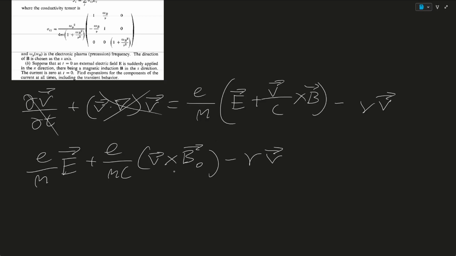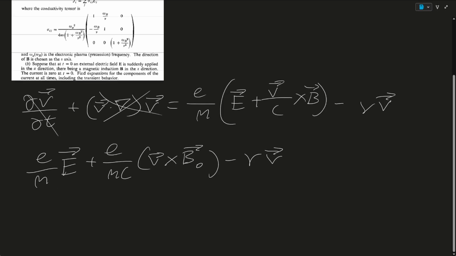And B naught here is the static uniform external magnetic field. E naught will be the static uniform electric field that we're dealing with eventually. No, it won't. It'll be E x, y, z. Apologies.